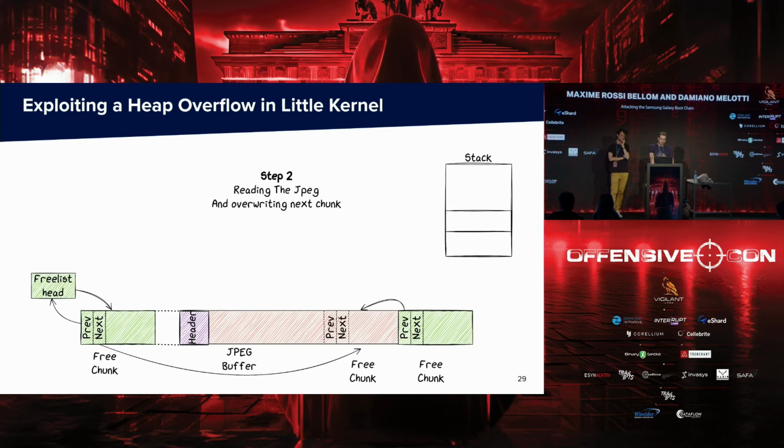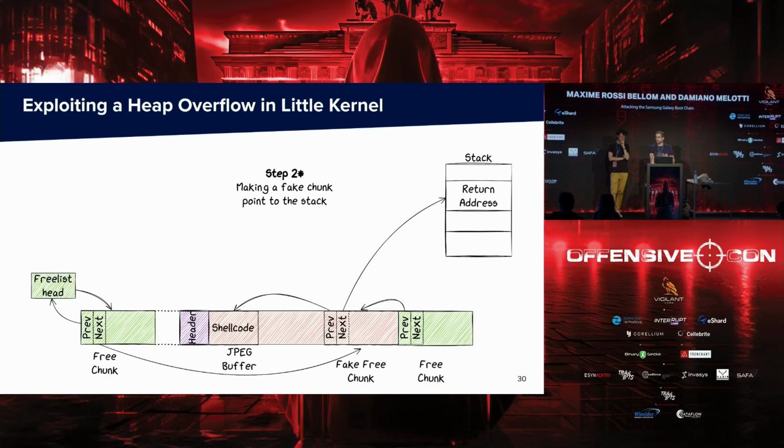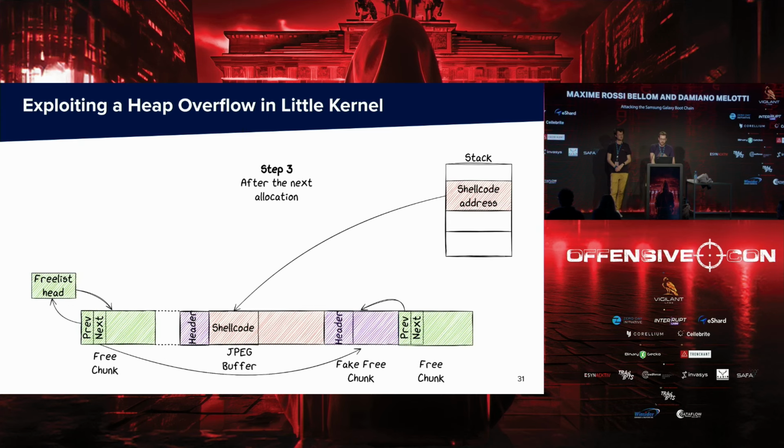And we will replace its content. We will create a fake chunk where the next pointer points to the return address and the prev pointer points to the shellcode, so that when the system removes it from the free list, it will dereference next, so access and replace the return address with the prev pointer. And after the function returns, as you guess, we have code execution.